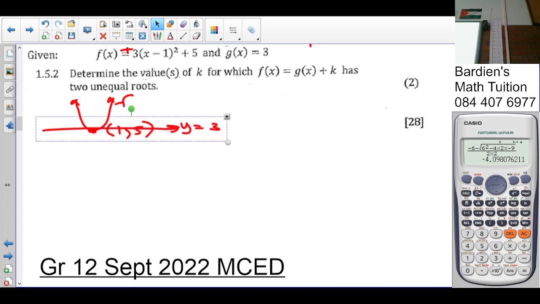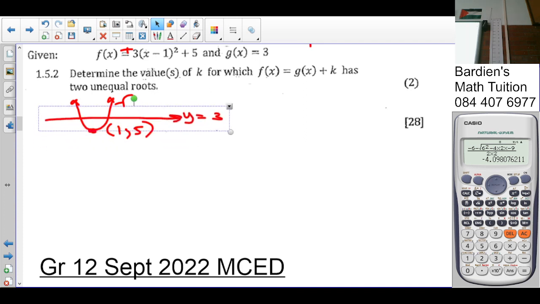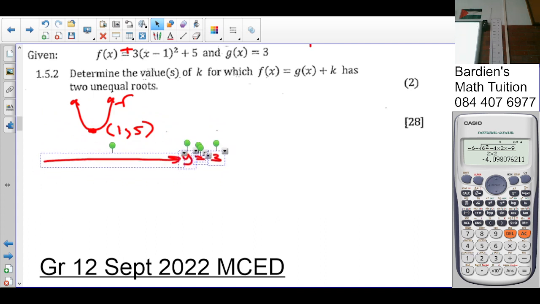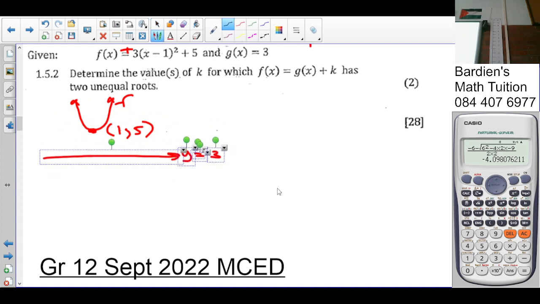You all agree with that, people? It has two equal roots, here it has two distinct or two different roots. Can you see that? But if this is at y is equal to 3, how many units must the g of x graph actually go up by to intersect this graph at 2 points? So the k value is equal to?